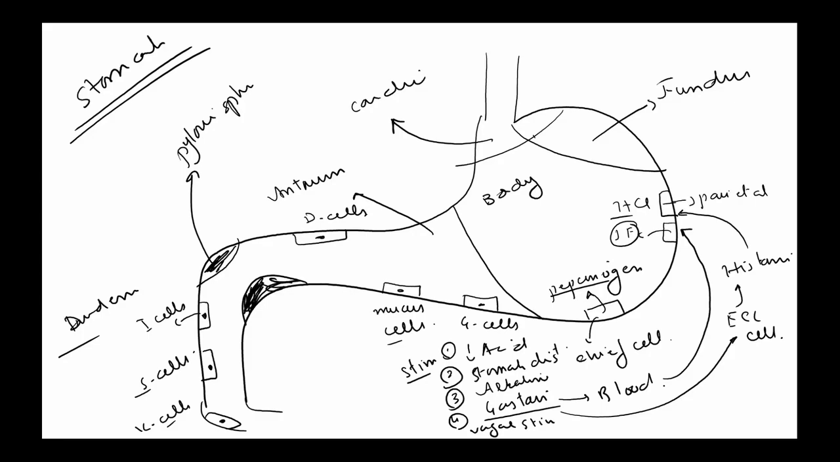So next is, what is the action of G cell? What is the function of G cell? G cell is responsible for increased acid, like we discussed. It can also cause growth of gastric mucosa. It can cause hyperplasia, increased gastric mucosal growth, and it can also stimulate gastric motility. It can increase gastric motility.